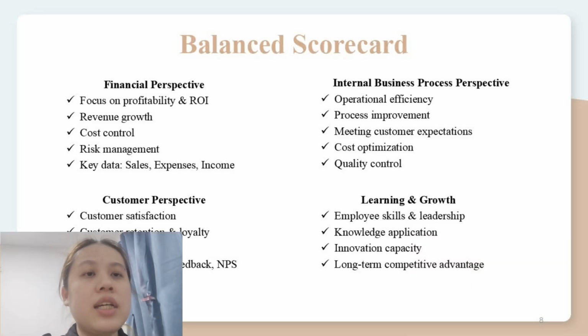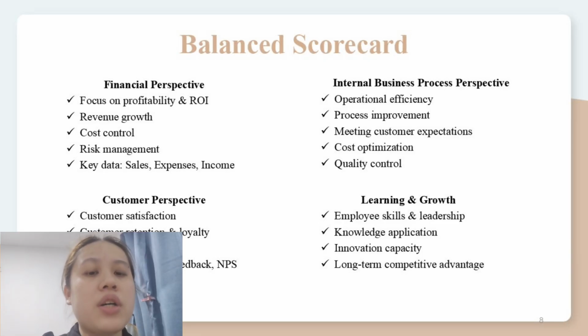The third one is the internal business process perspective. This focuses on operational efficiency. For example, IKEA flat pack system improves the shipment fill rates, reduces the warehousing costs, and lowers the transportation expenses. Efficient processes directly support both cost leadership and customer satisfaction.